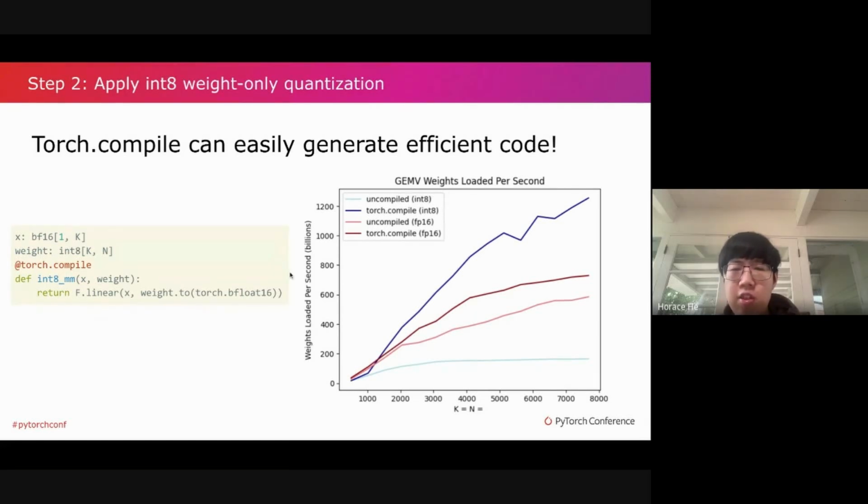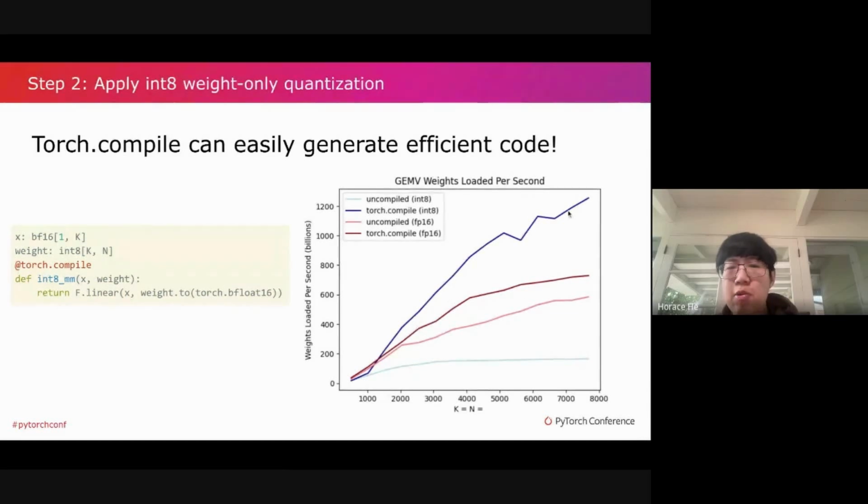On the right here, we can see the impact of this int8 quantization. First, the dark red line and the light red line are Torch compile and eager mode for FP16. You can see this is basically the figure we had previously, where Torch compile was about 20% faster.